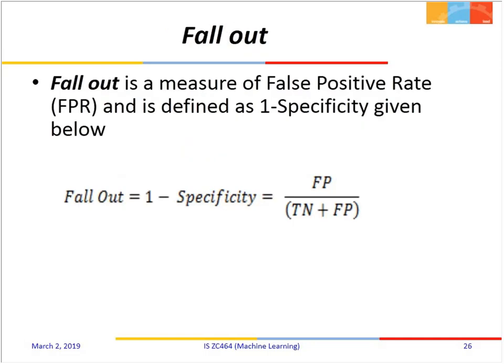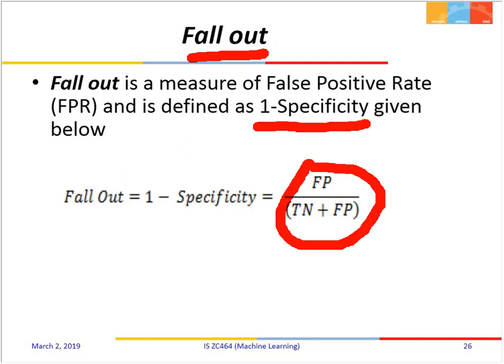Then there is this term called fallout. Fallout is a measure of false positive rate and is defined as 1 minus specificity. So basically it is representing this ratio of false positive divided by true negative plus false positive. Both of them represent the total number of people who were there in the imposter list or in the authorized list.